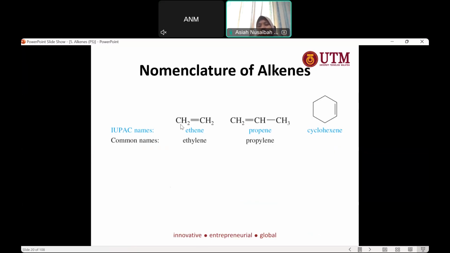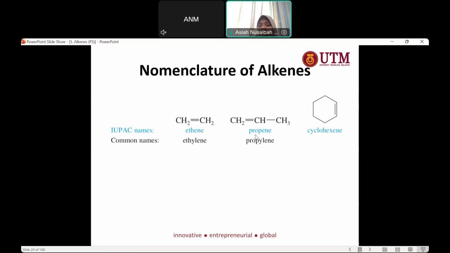So first we have ethene here. We have 2C, so it should end with ENE, representing an alkene. And then we have 2C, so it becomes ethene. Then we have propene, C3.